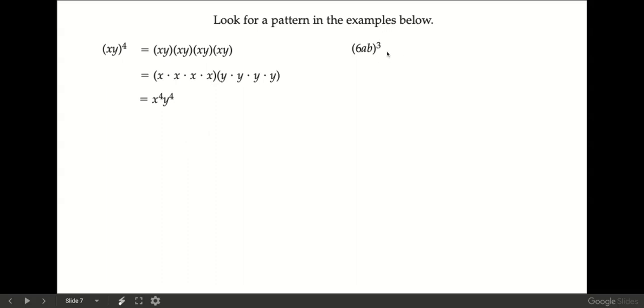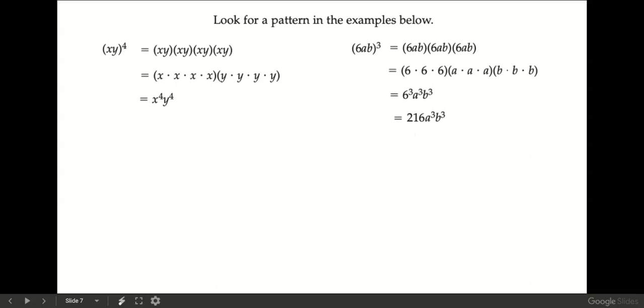Let's look at the second problem over here. So 6ab to the third power, again, 6ab times 6ab times 6ab, right? 3 factors of 6ab. And then again, using the commutative and associative property, 6 times itself 3 times, a times itself 3 times, b times itself 3 times. Well, that's going to give me 6 to the third, a to the third, b to the third. And I can simplify 6 to the third, right? 6 to the third is going to give me 216.